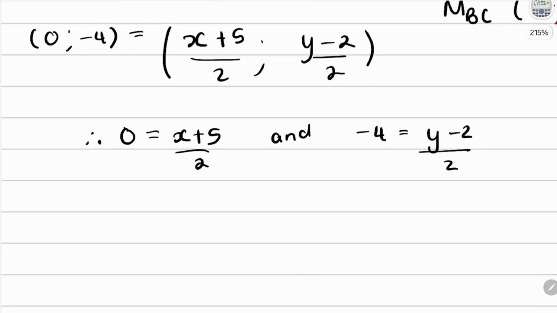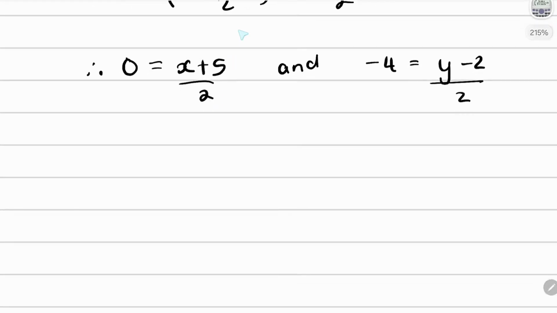Okay, let's go ahead and simplify. So you have over 2 here. You can just cross multiply, it's fine. So put this over 1. 0 times 2 stays 0. And then 1 times (x plus 5) is x plus 5. Okay, so x plus 5 is equal to 0. And then you take your 5 over. So x is equal to -5.